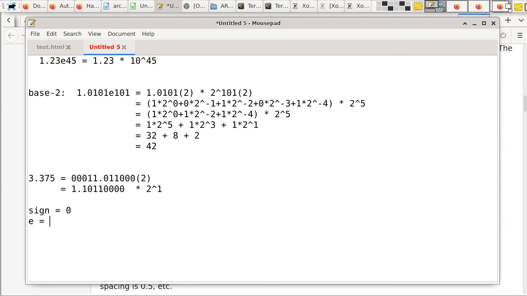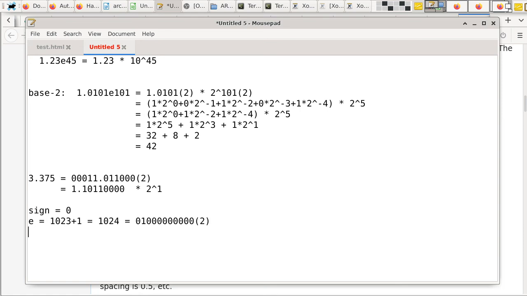What about E? Remember, E has to be biased by 1023. So if 1 is what I want to represent, I need the 11 bits to represent which value? And in binary, it is 1 followed by 9 zeros. 1, 2, 3, 4, 5, 6, 7, 8, 9. Yep. So if you want 11 bits, then you pad the left-hand side with a 0. I have to emphasize this is in base 2.